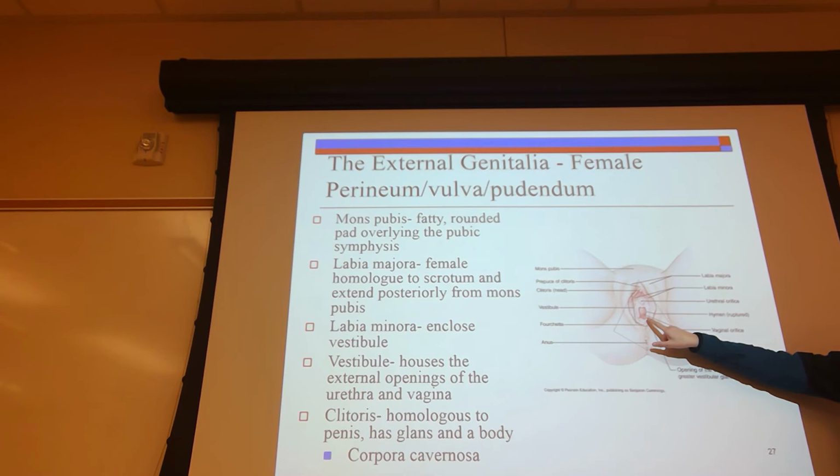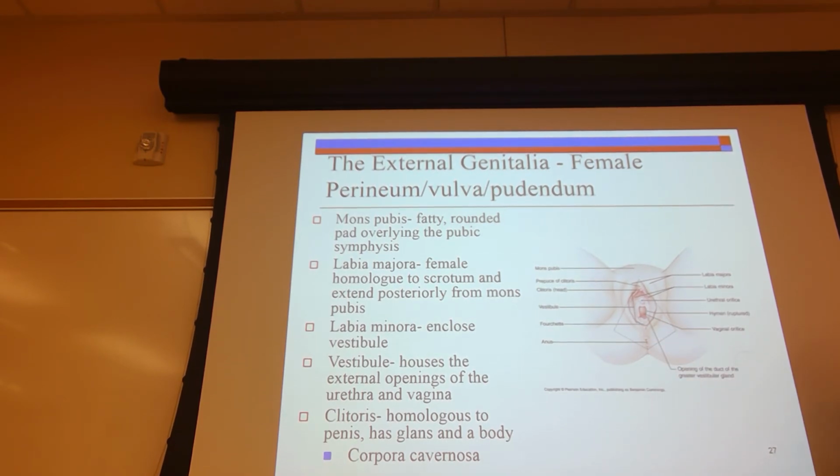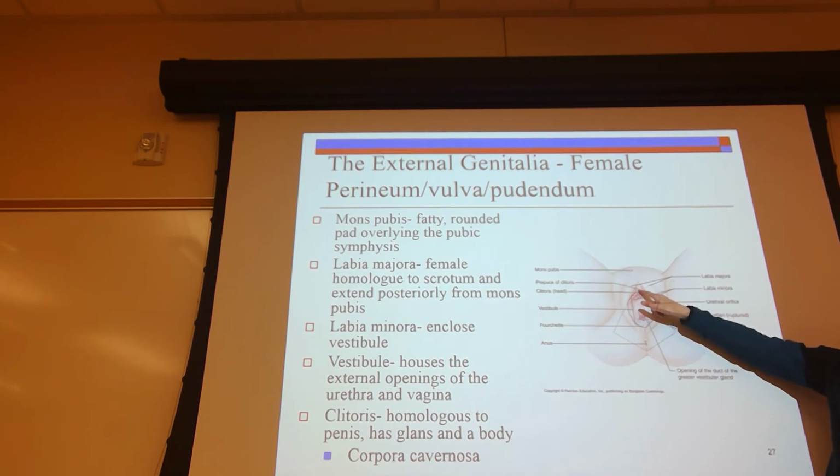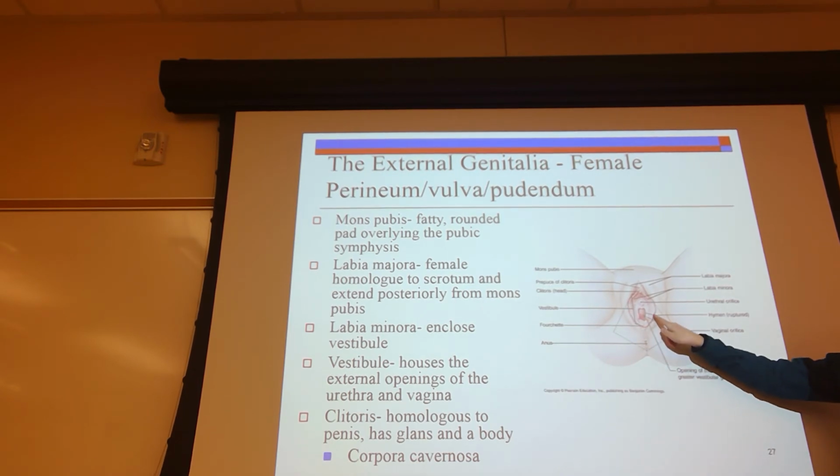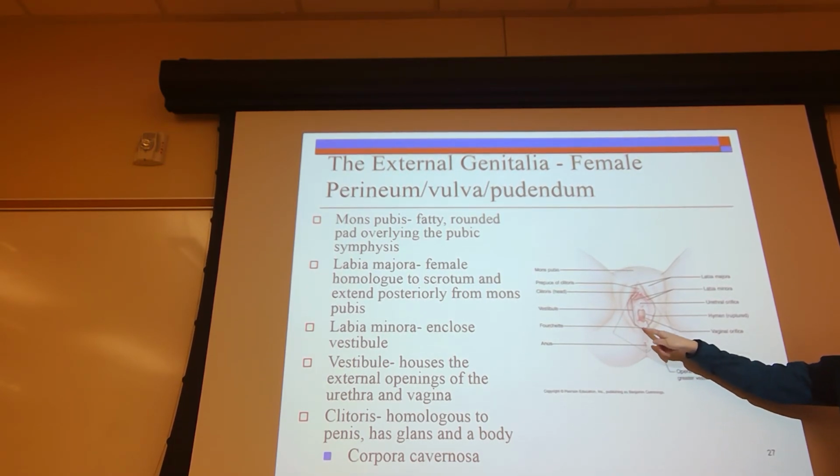There are some glands that have openings, the vestibular glands, and those are releasing some secretions to keep that area lubricated. We have the urethral opening, we have the clitoris, we have the clitoral hood, which is the equivalent of the prepuce on the man's penis. This part where the labia minora merge, that's called the fourchette.